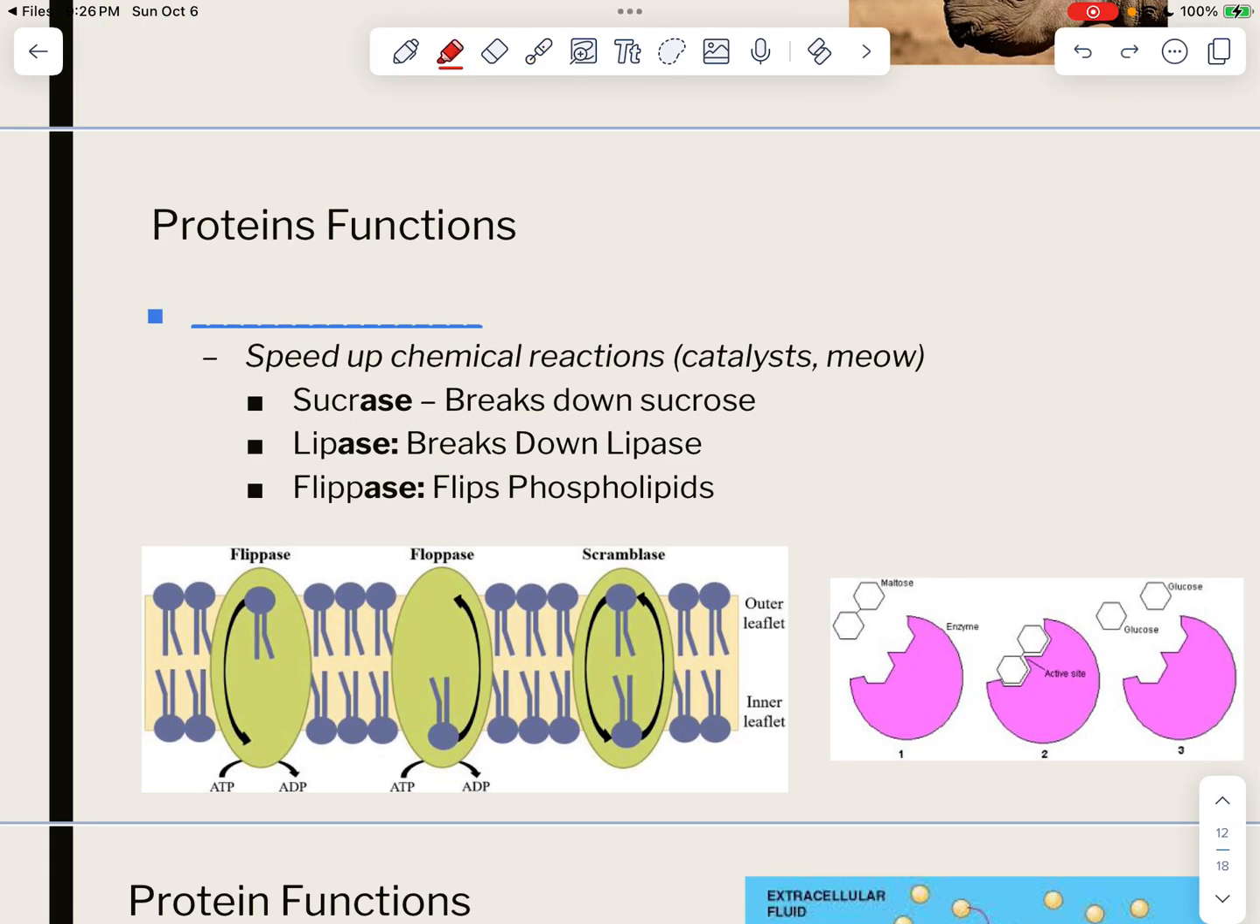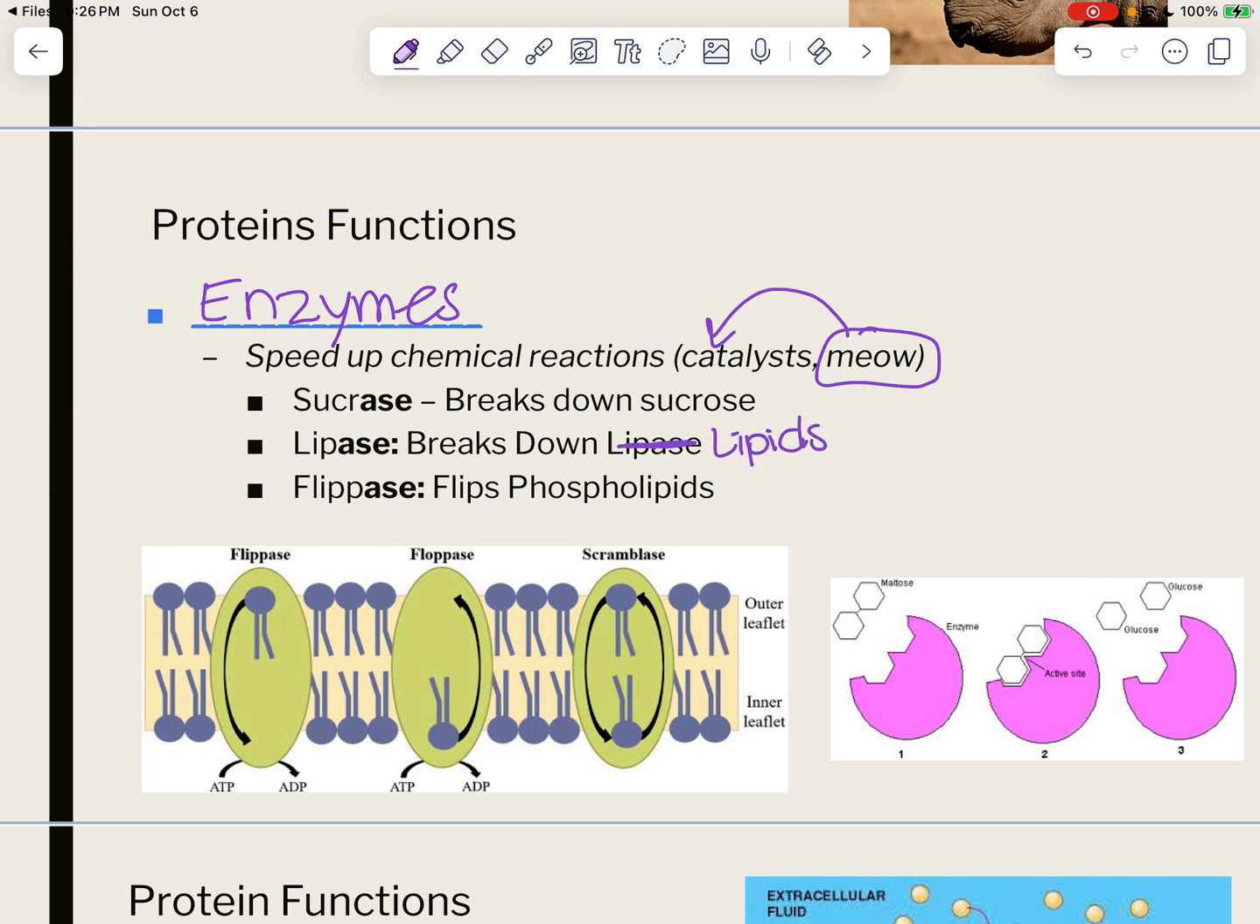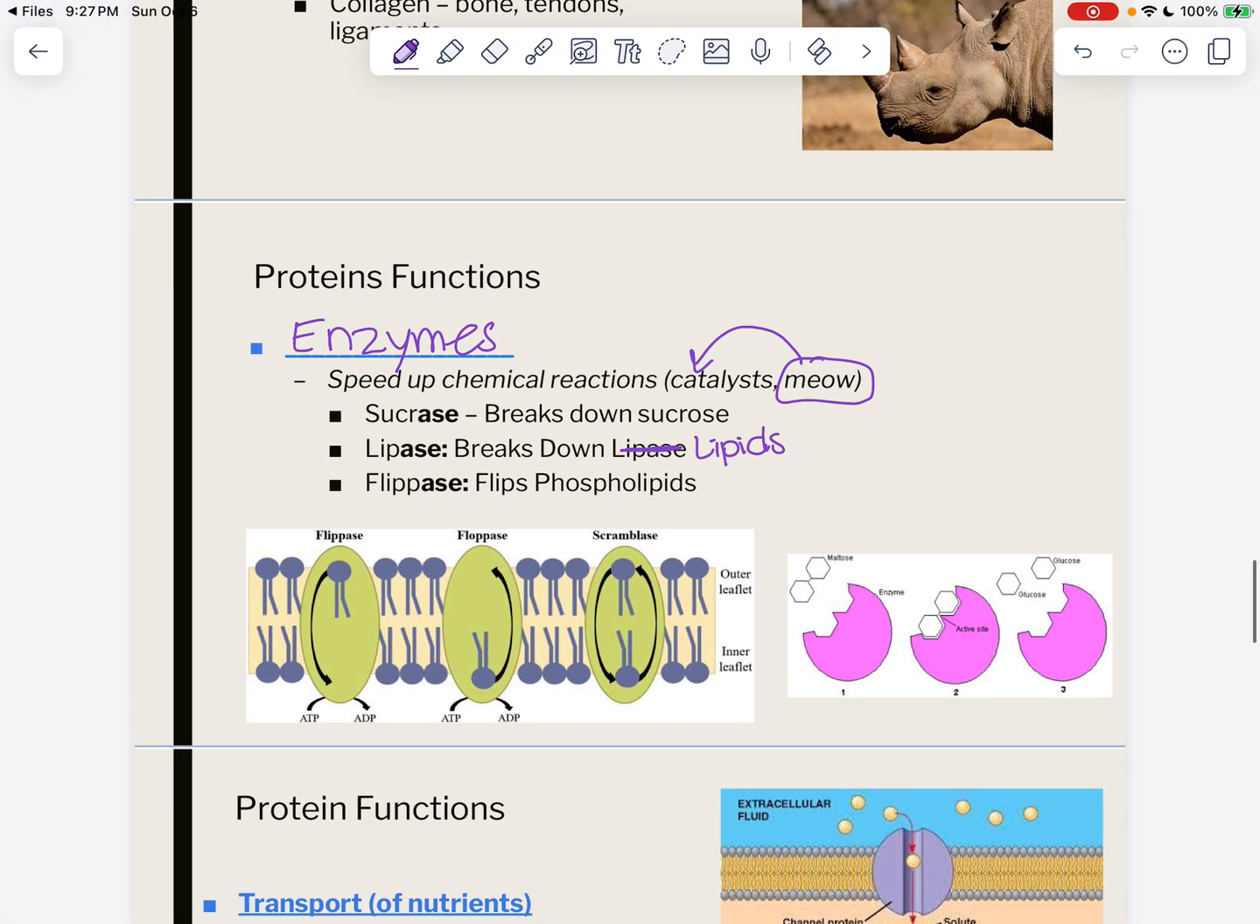We also have special proteins that help us in terms of little molecules that help speed up reactions in the body. We call them enzymes. So special enzymes, we call those catalysts. They speed up reactions. That's why we have this little meow, because they're catalysts. So sucrase is a special enzyme that breaks down sucrose into its monomers. Lipase breaks down lipids. Let's go ahead and change that to lipids. And flippase flips phospholipids in the cell membrane, because maybe they got to be flipped for a certain reason.